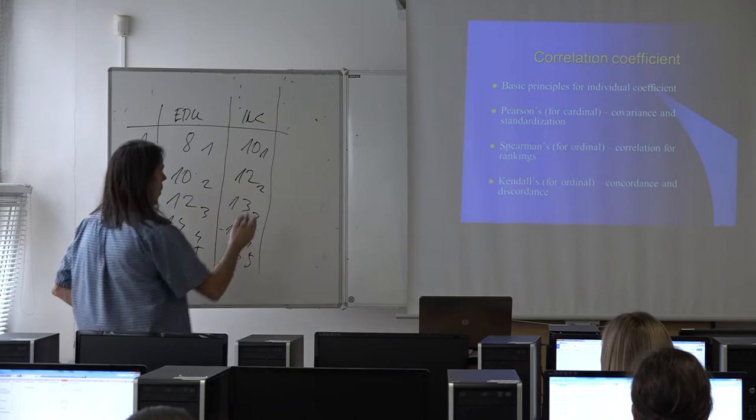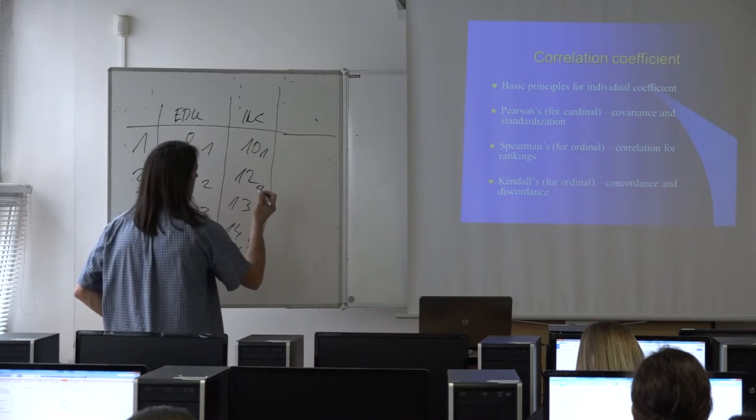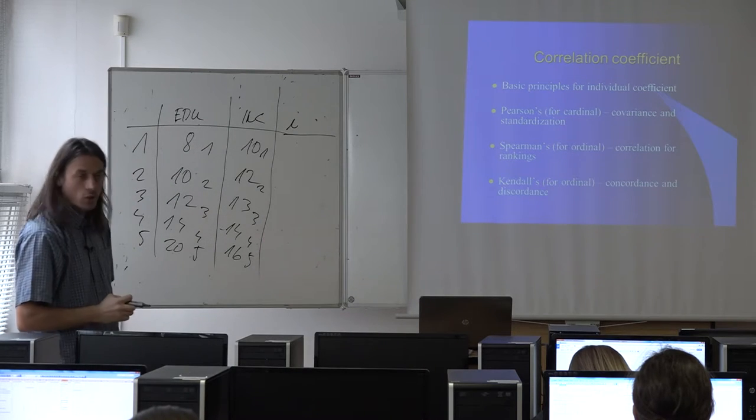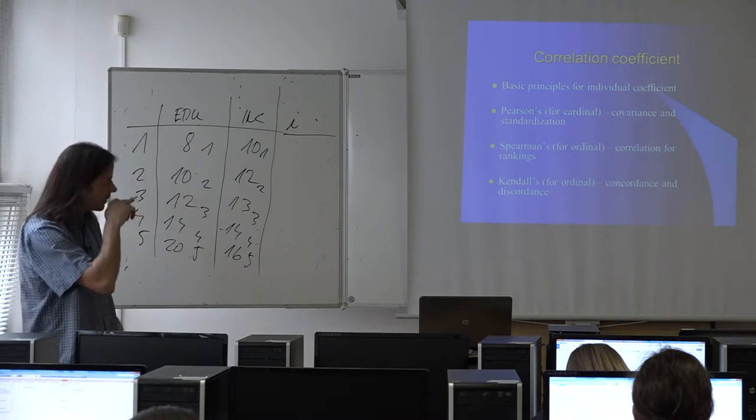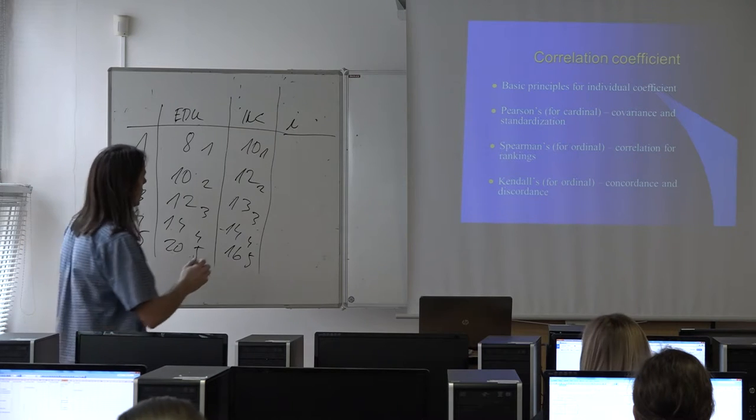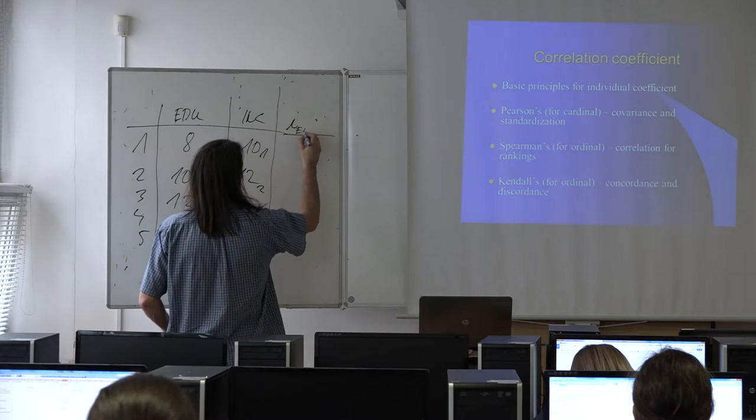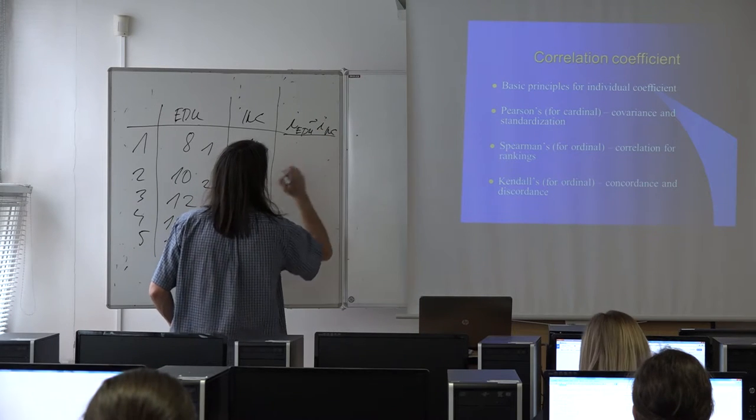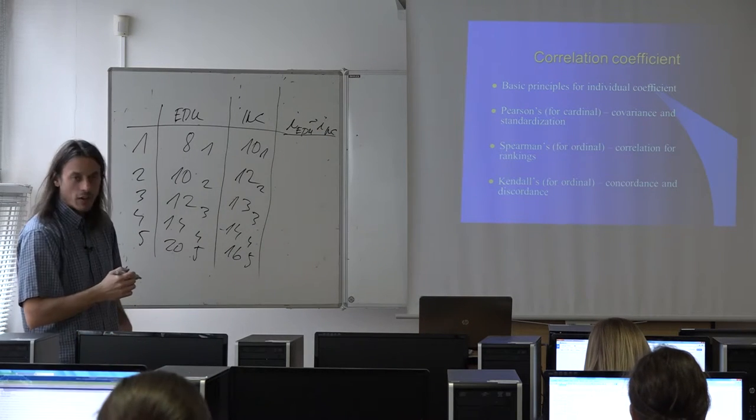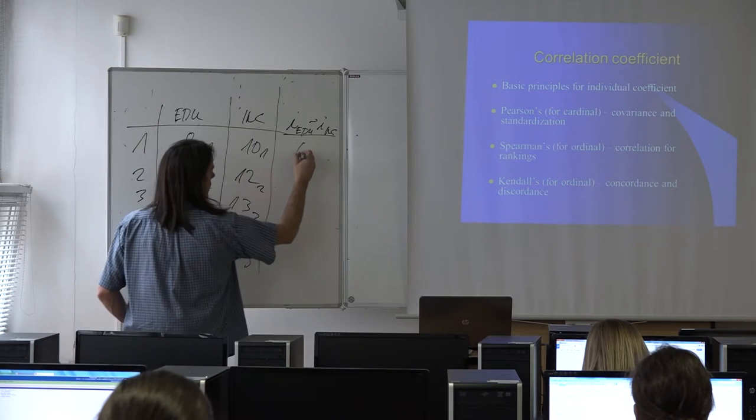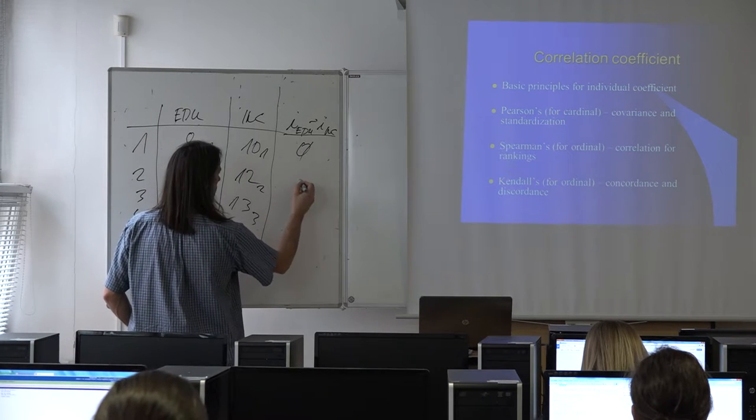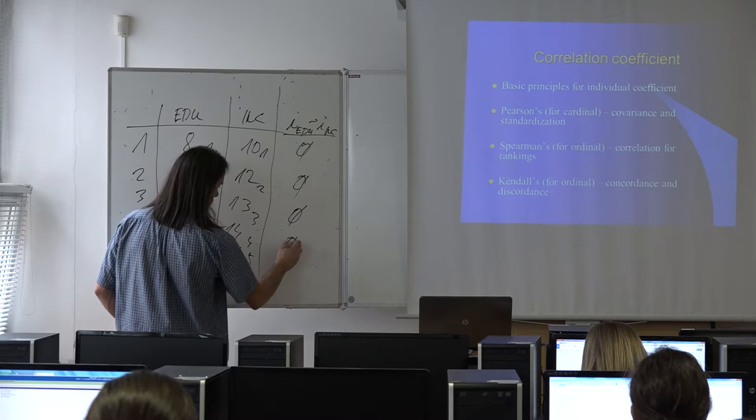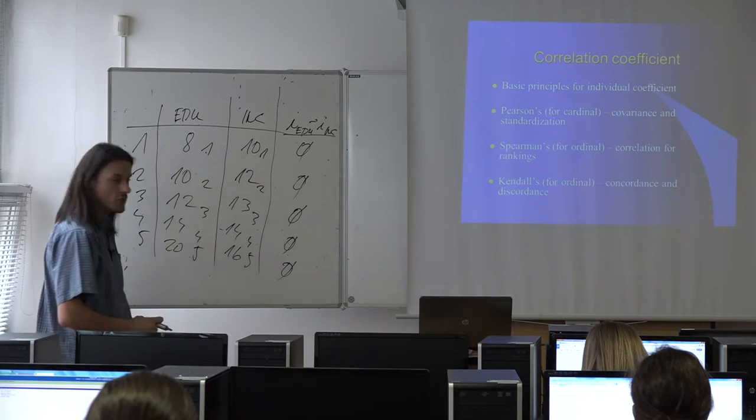Then the logic is the following. You take differences for this ranking. These are usually called d's in computation formulas: d for education minus d for income. Here it will be very easy. 1 minus 1 is 0. 2 minus 2 is 0. 3 minus 3 is 0. 0, 0. So 5 zeros.